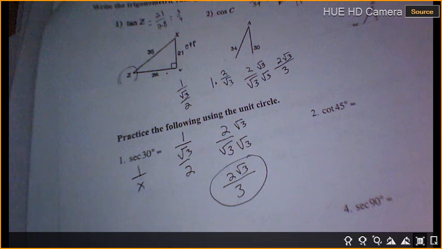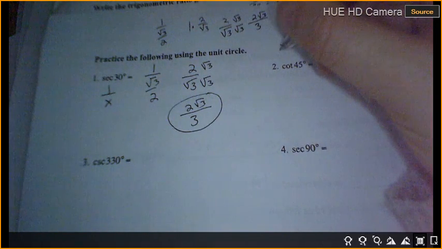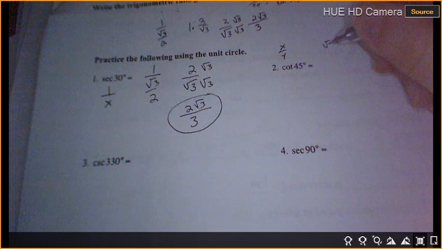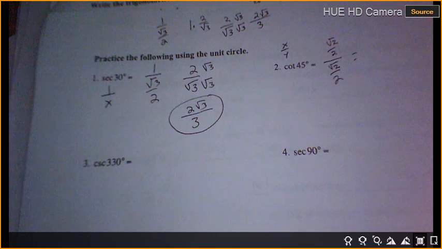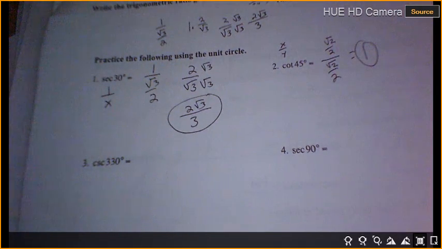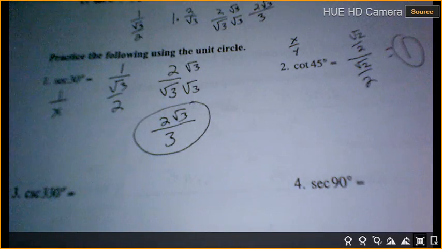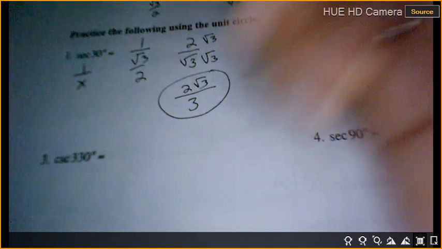For number 2, I'm looking at a cotangent. Cotangent is, instead of y over x, it's x over y. So if I go to 45, my x is square root 2 over 2. My y is square root 2 over 2, so what's my answer? 1. Okay. Who remembers what cosecant is? If secant is 1 over x, cosecant is 1 over y.